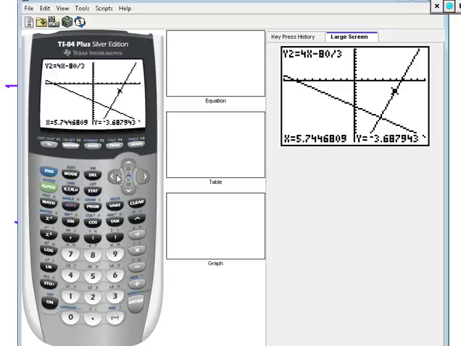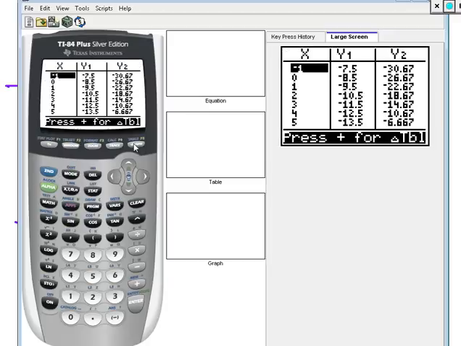Also, there's a table feature. So if you go to second graph, it brings up a table. And it shows you your inputs and outputs. So if I input a number for x, what comes out on the first function for y and the second function for y. So lots of cool things you can do with your graphing calculator.